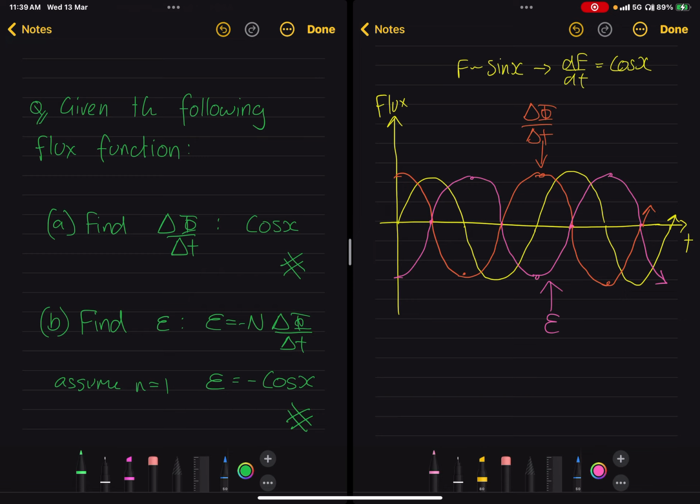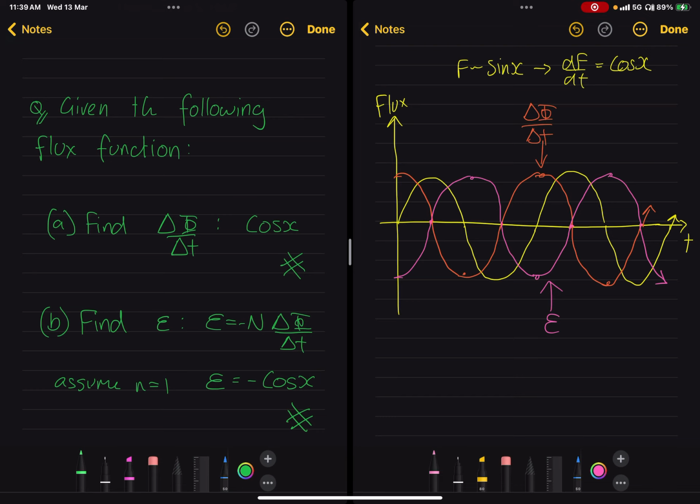And of course the magnitudes of these will change depending on the specific situation. In this very simple situation, we were not told a particular flux. We were just to assume it was the sine function. Therefore, we were to assume that the del flux del time was the cosine function. We were to assume n was 1. This means that the EMF is minus of cosine of x, right? So this was full of greatly simplified assumptions.